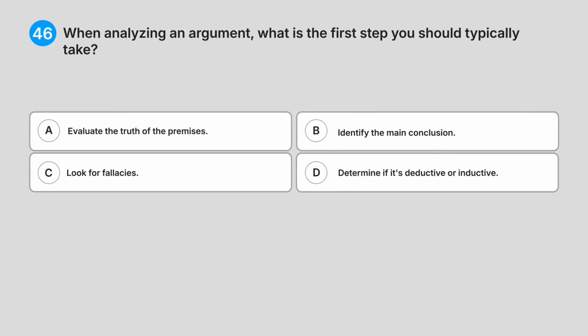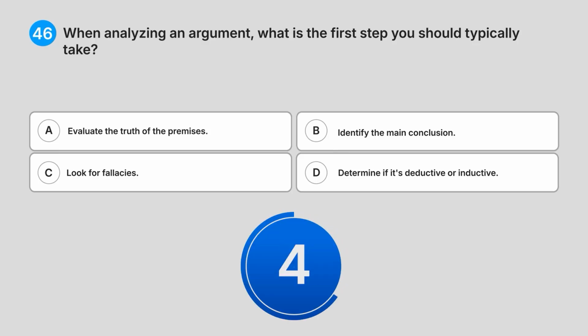46. When analysing an argument, what is the first step you should typically take? A. Evaluate the truth of the premises. B. Identify the main conclusion. C. Look for fallacies. D. Determine if it's deductive or inductive. Can you guess the answer?